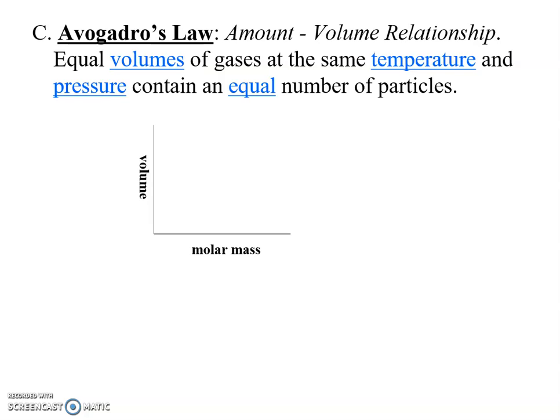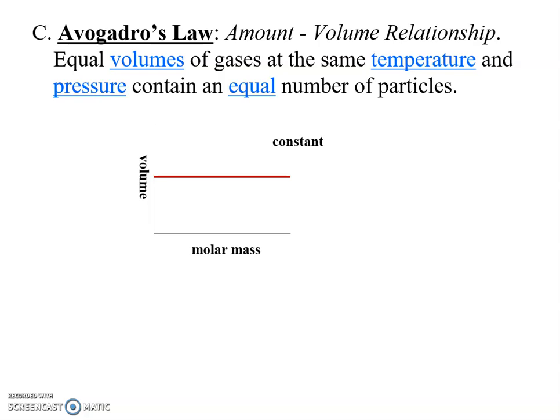I'd like to talk a little bit about Avogadro's law and Dalton's law. Avogadro's law simply says, and it's pretty straightforward, that equal volumes of gases at the same temperature and pressure will contain equal numbers of particles. So you get a graph that looks pretty much like a straight line where the volume going across is constant.